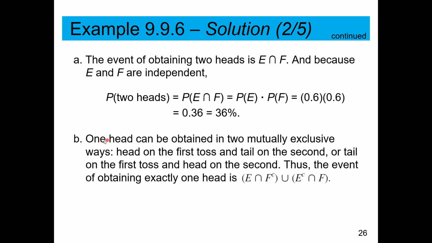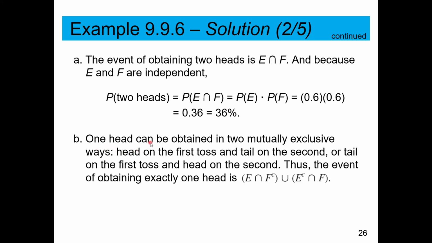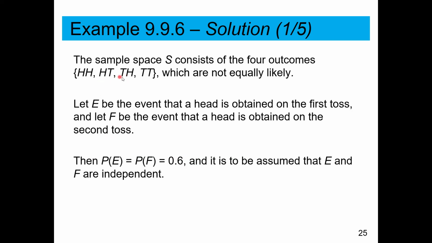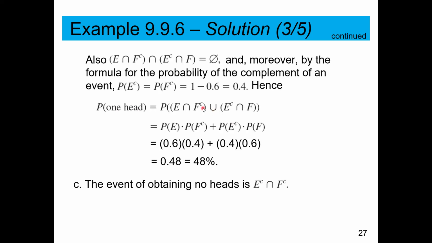What's the probability of two heads, which is a head and then a head? And again, one head can be attained in two mutually exclusive ways. So exactly one head, then I have this one and this one. We're going to figure out each of those situations, and then we add them together because there's no intersection of those two situations, which is 0.6 times 0.4 and 0.4 times 0.6, or 0.48, 48%.